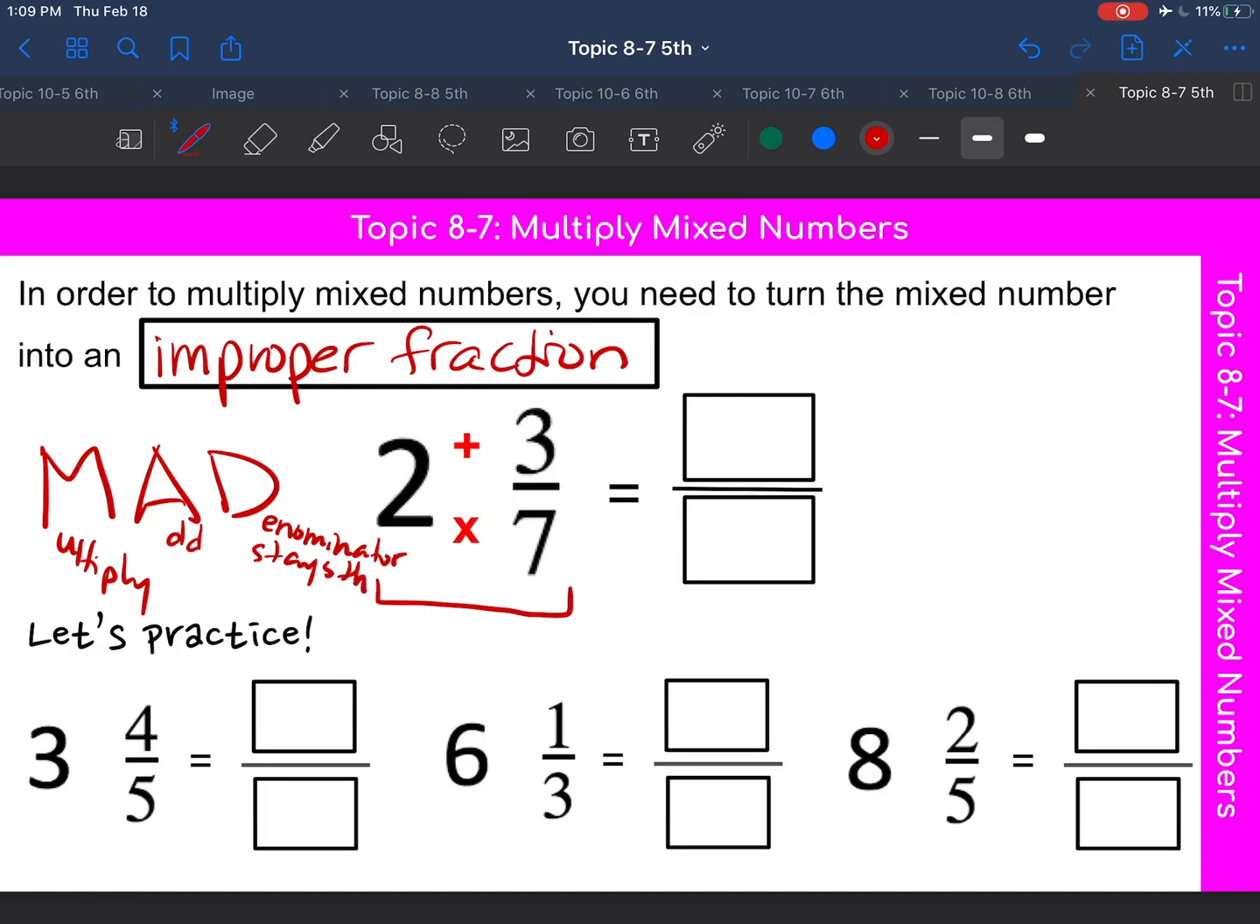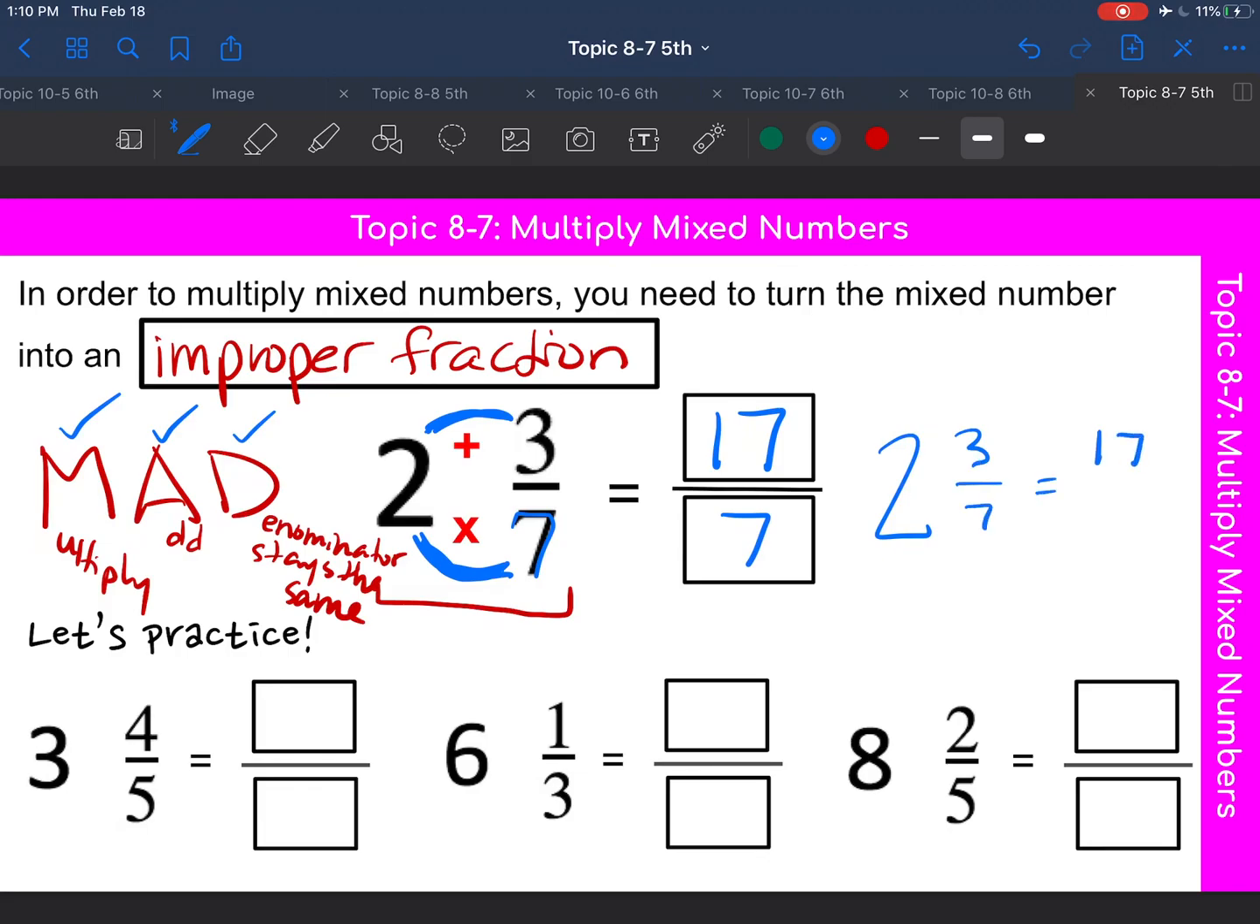stays the same. So, what I mean by that, the first step, if we have 2 3/7, we multiply 2 and 7. That's the first step. So 7 times 2 is 14. Then we add the 14 to the 3. So 14 plus 3 is 17. So that is our numerator. Multiply and then add. And then the last one, D, which is denominator, stays the same. So the 7 is going to stay a 7. So 2 3/7 is equivalent to the improper fraction of 17 sevenths, and that's what you're going to be multiplying.